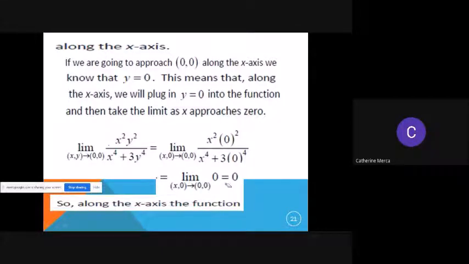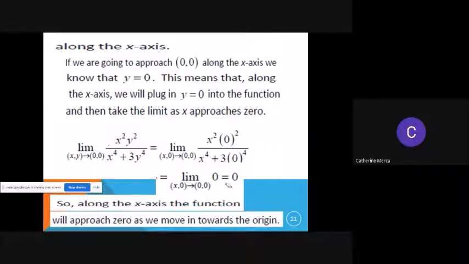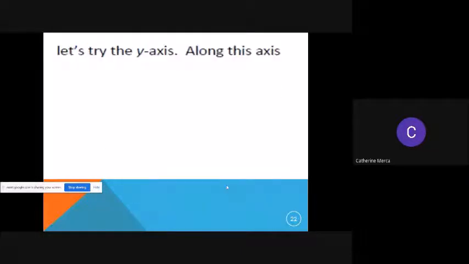So along the x-axis, the function will approach 0 as we move towards the origin. But that is only one path. You have to consider another path. Let's try the y-axis. So what happens along the y-axis? Along the y-axis, what do you think would be the value of x?